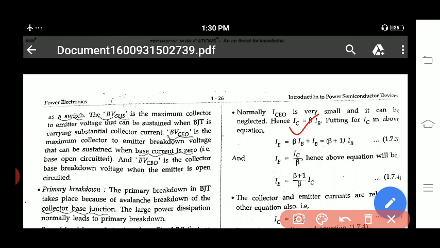So you can write down I equal to IC plus IB. So IC equal to beta into IB, IC will be neglected, that will be 0. So you will get I equal to 1 plus beta into IB. If you take IB outside, you will get this. And also you have IB equal to IC by beta. You can write I equal to, in place of IB, substitute this. IB is nothing but IC by beta. So you will get I equal to 1 plus beta divided by beta into IC.